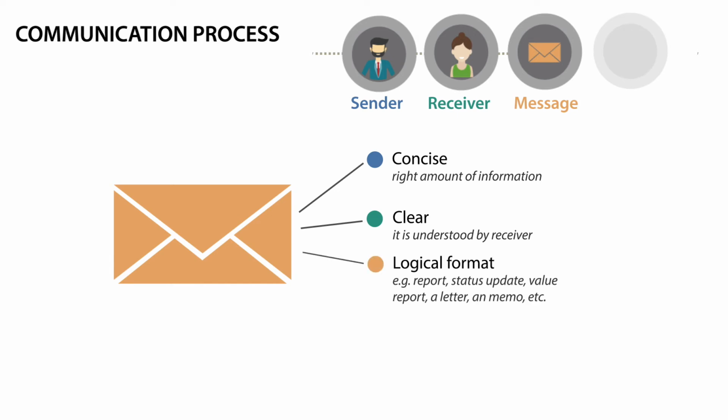Next, the message should have a logical format. Examples of a logical format are a predefined report or biweekly status update, an earned value report, a letter, a memo, and so on. A message should clearly state the intended receiver, indicating whom the message is for, which may prevent confusion if another party intercepts the message.